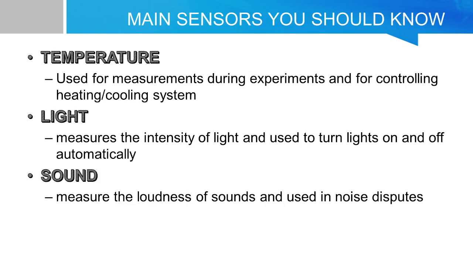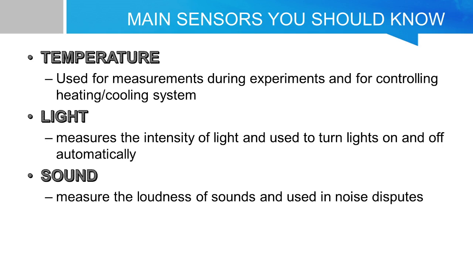And there are actually different types of sensors. The first one is the temperature sensor. It is used for measurements during experiments and for controlling heating or cooling systems. And light is another sensor which is used to measure the intensity of light, whether you want to turn it on or turn it off automatically. You don't have to manually turn it on and off.